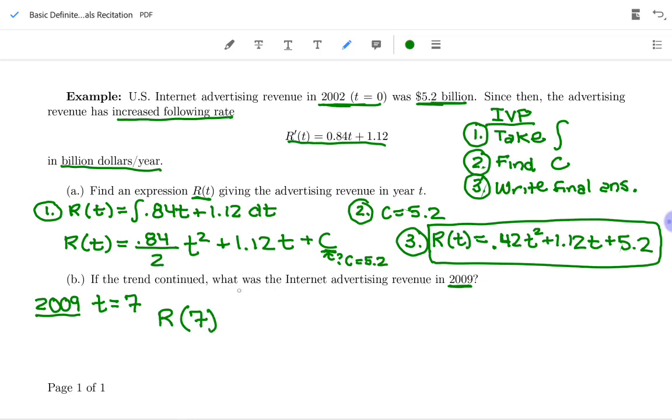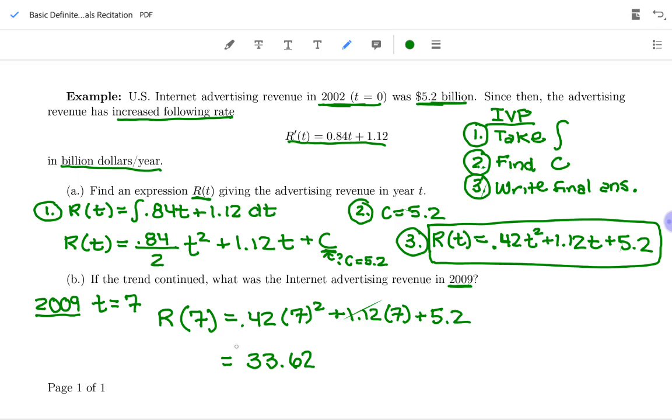So we're plugging into what we found in the first step. So we're going to do 0.42 in our calculators times 7 squared plus 1.12 times 7 plus 5.2. And the answer we should get is 33.62.